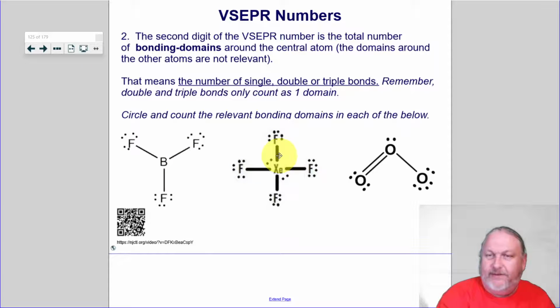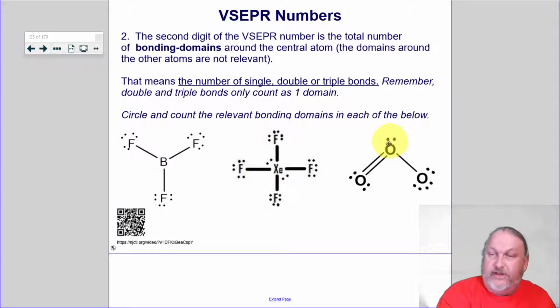Xenon tetrafluoride is going to have a 1, 2, 3, 4. So if you recall, the first number was 6 because those two lone pairs count as electron domain, but the bonded domain would only be 4. So that would be 6, 4.